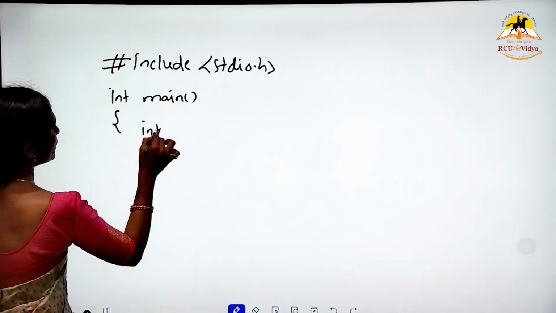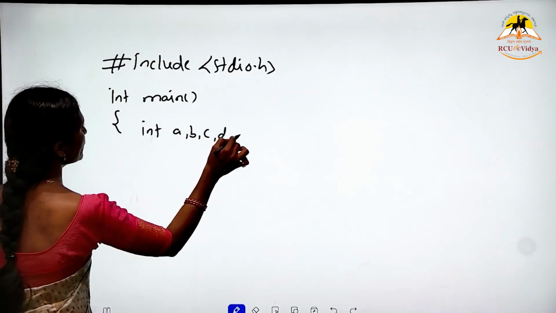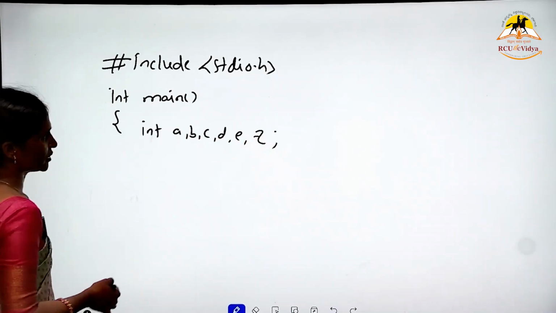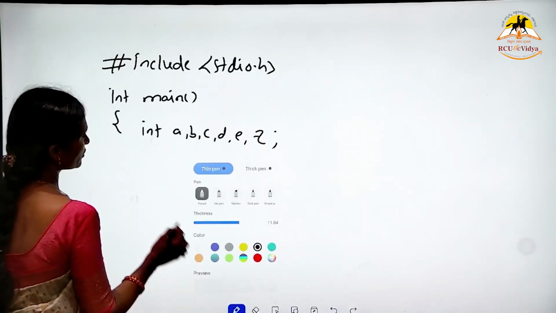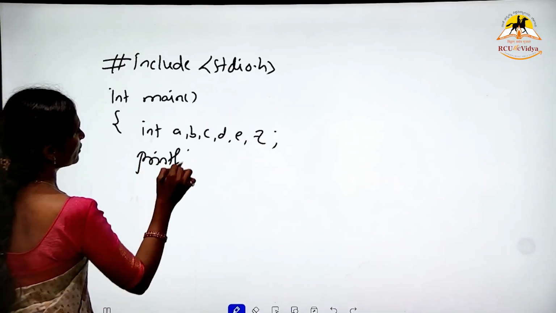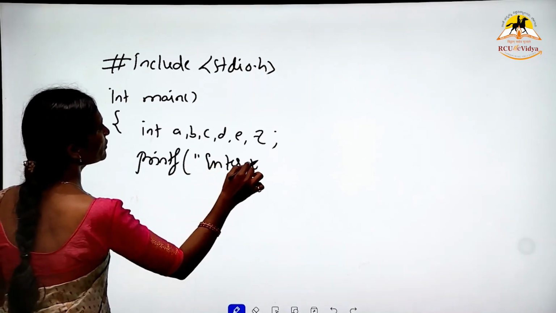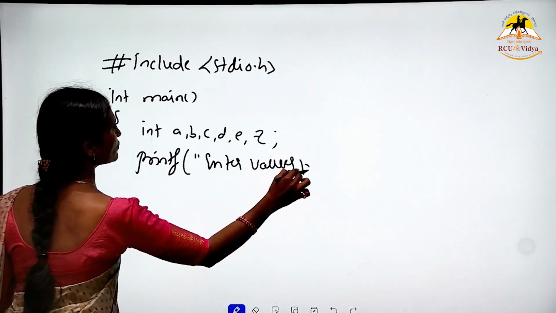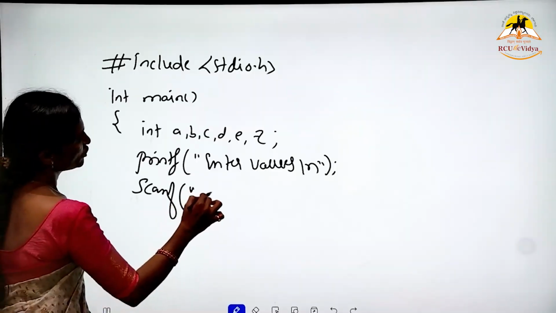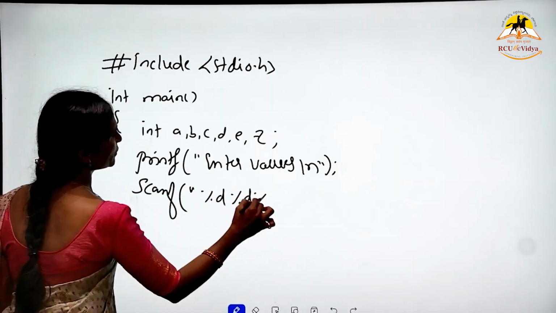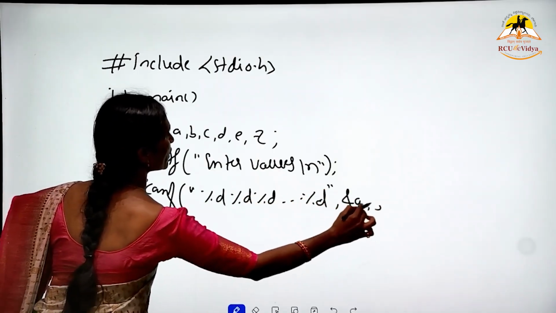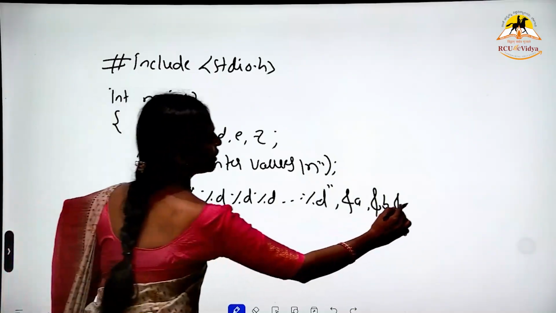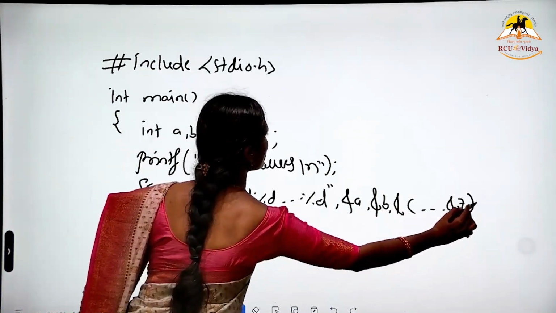Here I am going to read int a, b, c, d, e and so on up to z. So what I have to do here: printf "enter the values". Okay, so scanf, all are of integer. So %d, %d, %d up to what? Up to z. That is address of A, address of B, address of C, and so on, address of Z.